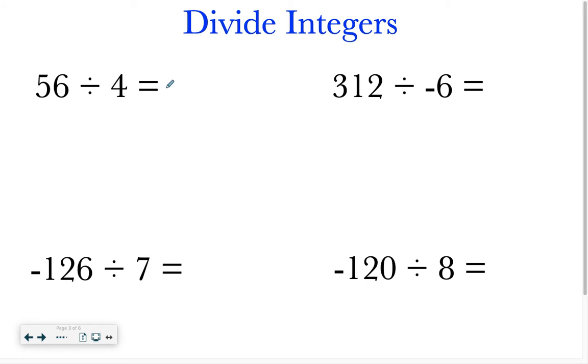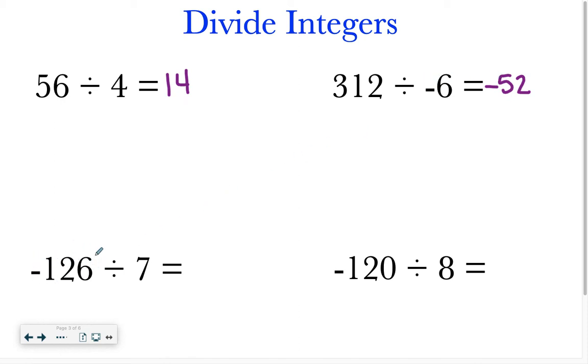Those same rules apply. Okay, so if I have a positive divided by a positive, my answer is going to be positive. So I do this normally. 56 divided by 4 is 14. 312 divided by a negative 6, so positive divided by a negative, that is going to be a negative, okay? So 312 divided by 6 is 52. So I have a negative 52, because positive divided by negative is negative.